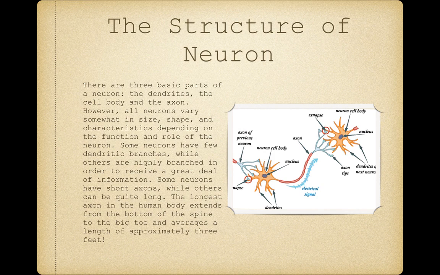The structure of neuron. There are three basic parts of a neuron: the dendrites, the cell body, and the axon. However, all neurons vary somewhat in size, shape, and characteristics depending on the function and role of the neuron. Some neurons have few dendritic branches, while others are highly branched in order to receive a great deal of information. Some neurons have short axons, while others can be quite long. The longest axon in the human body extends from the bottom of the spine to the big toe and averages a length of approximately 3 feet.